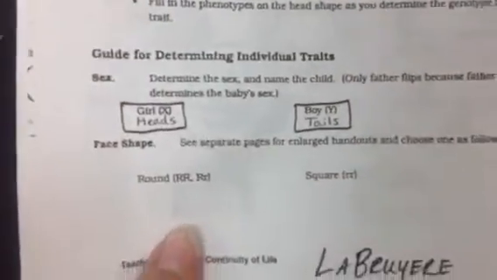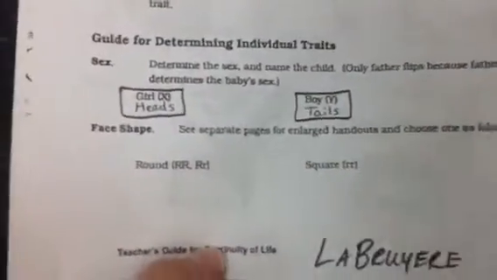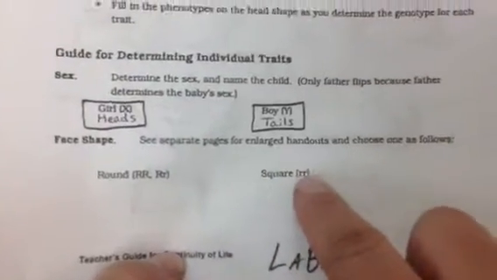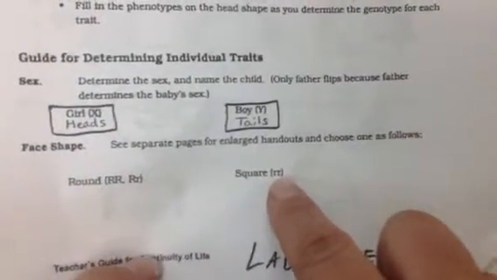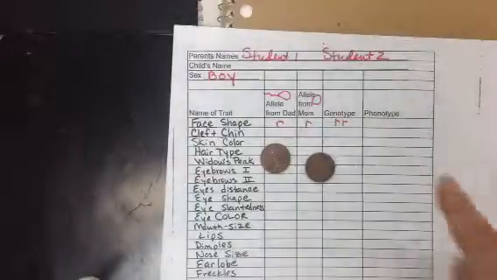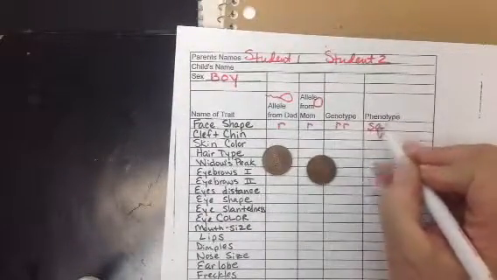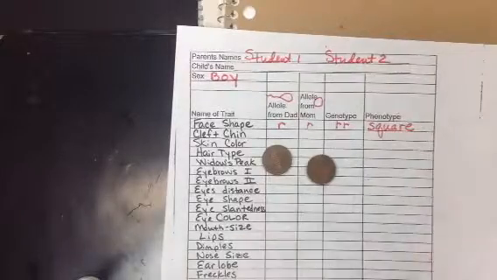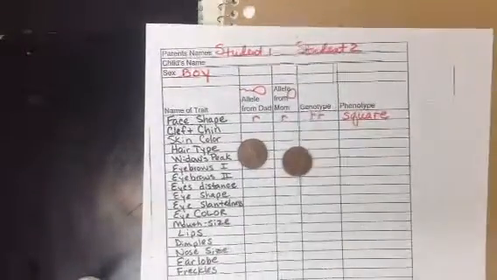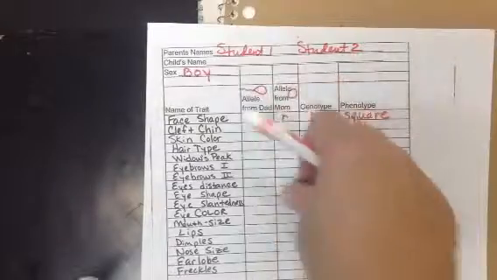So now I look at my packet. What does that look like? Well, little r is going to be a square-shaped face. So for phenotype, which is the physical trait, I'm going to write square, like that. Okay? Next trait is cleft chin.